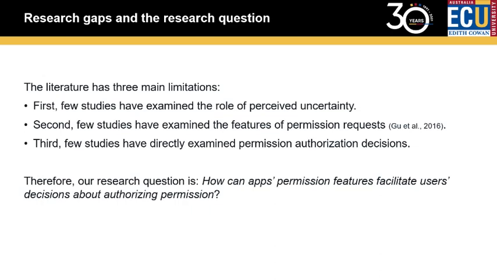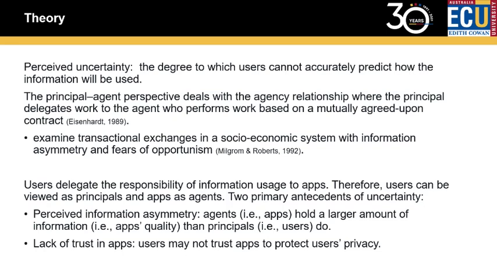Our study defined perceived uncertainty as the degree to which users cannot accurately predict how their information will be used by apps. And our theoretical foundation is the principal agent perspective, which basically deals with agency relationships, where a principal delegates the work to an agent who performs based upon a mutually agreed upon contract. So it basically deals with transactional exchange. In our context, users delegate work, basically information usage, to apps. So users can be viewed as principals, and apps can be viewed as agents.